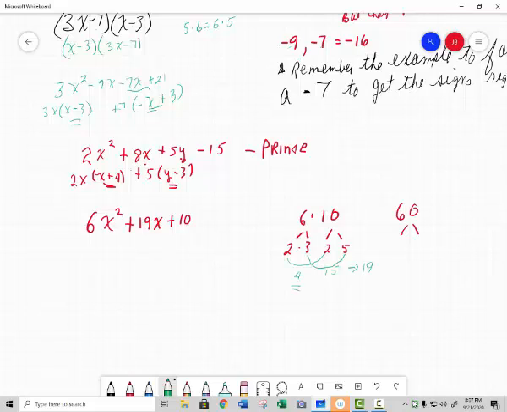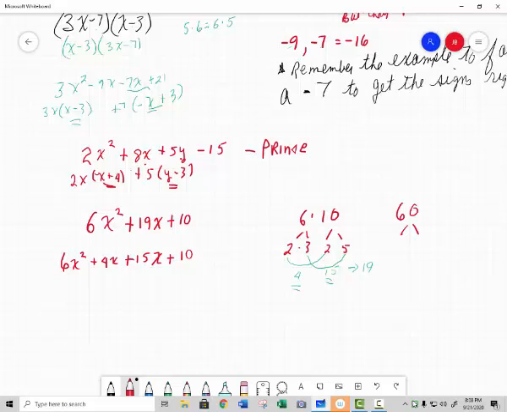4 and 15. Now what I'm going to have to do is rewrite that center term, 6x squared, and it doesn't matter which one you use, plus 4x plus 15x plus 10. I could have just as easily written that as 6x squared plus 15x, 4x, and 10. It doesn't make a bit of difference.